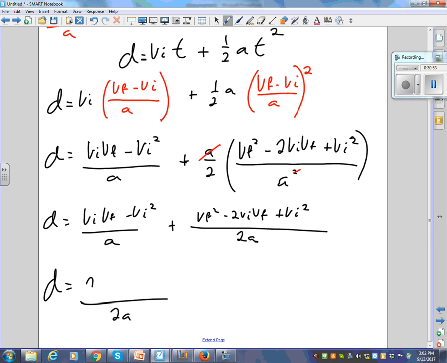So that's going to be 2 VI VF minus 2 VI squared, both of them by 2, plus, and then all this over 2A, VF squared minus 2 VI VF plus VI squared.